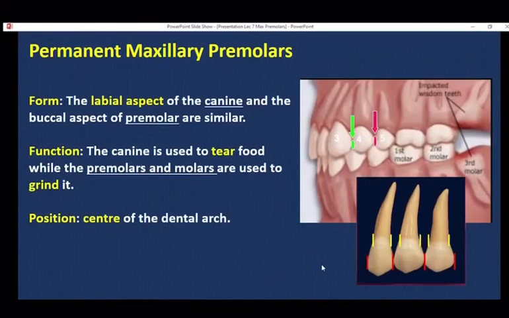From the labial aspect, the maxillary first premolar resembles the canine in shape, but it is shorter than the canine, and it is longer than the second premolar. The function of the canine is to tear the food, while the function of the premolar and molar is to grind the food. And its position is centered to the arch.